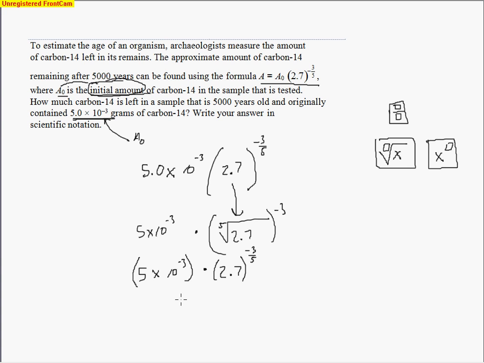And once you go ahead and do that work, let's see here, you end up getting 2.8. Let's check that real quick. 2.755 times 10 to the negative third, and then they just rounded it. So write your answer in scientific notation, they said, but they went ahead and rounded it to 2.8 times 10 to the negative third. And these were in grams. That was the amount left after those 5,000 years.